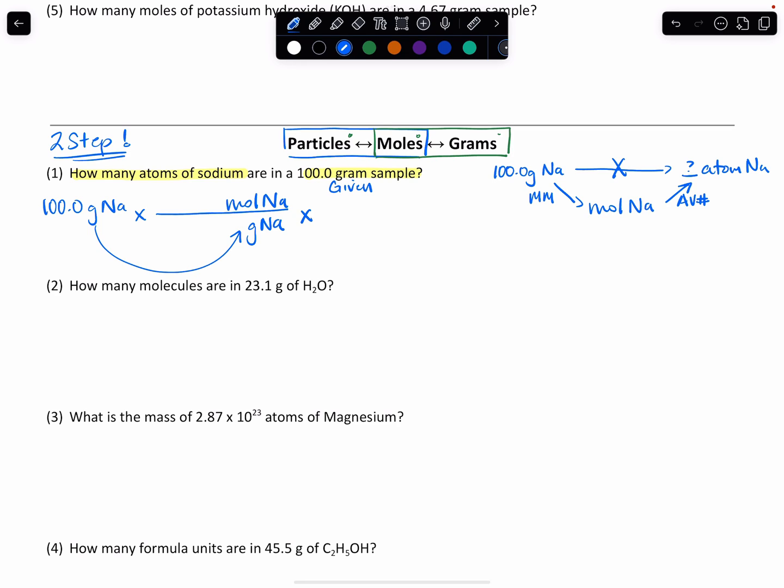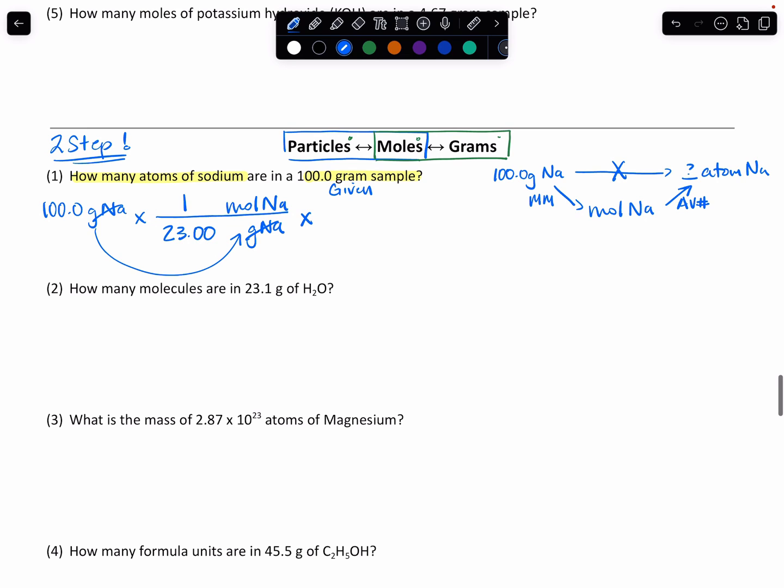All right, so this is our molar mass step. It's a single element, so I just need to go to the periodic table, and I see that 1 mole of sodium has a mass of 23.00 grams. That'll let us cancel the grams, but the problem asked for atoms, so we're not done yet. We need to do a second conversion.